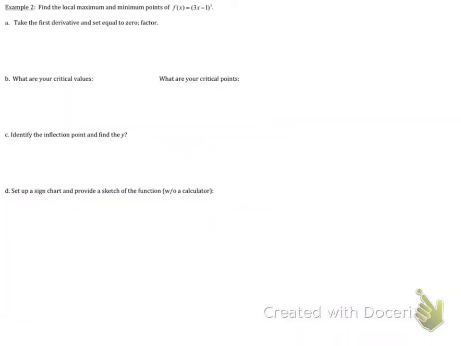Okay, so this second example is nicely in factored form for us, but we still need to take the first derivative and then solve for our x value. So, let's see, we're going to need to do the chain rule for this one.